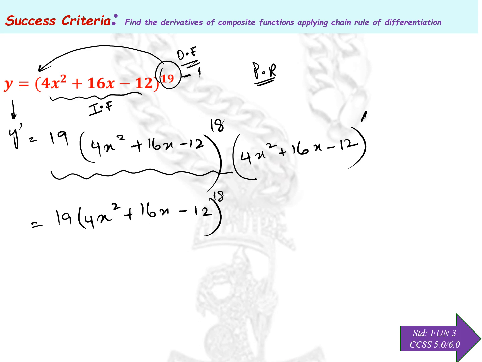Take the derivative of the inner function. Use the power rule: 4 times 2 is 8x. From the power subtract 1, so we will get 1. We don't write the 1 power. Plus the derivative of the constant multiple, that is 16x, changes into 16. And that is our derivative.